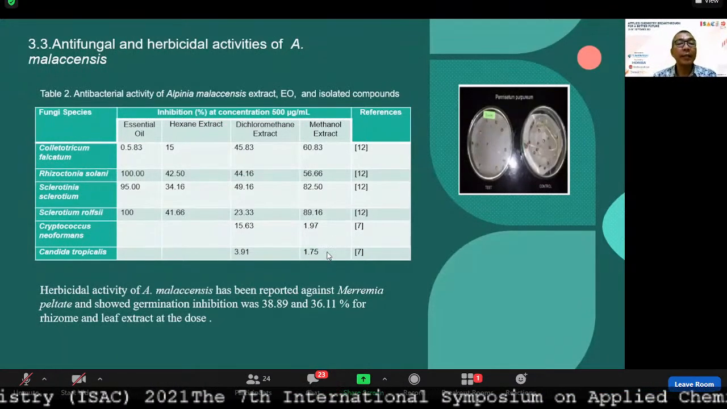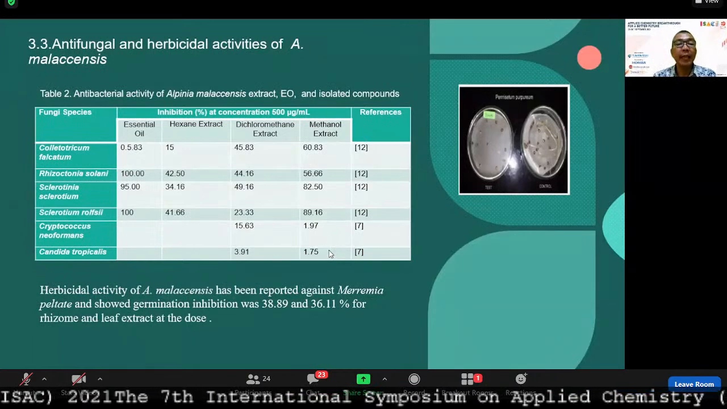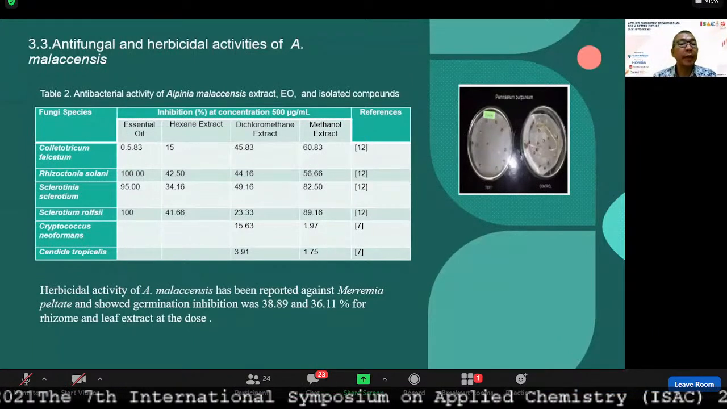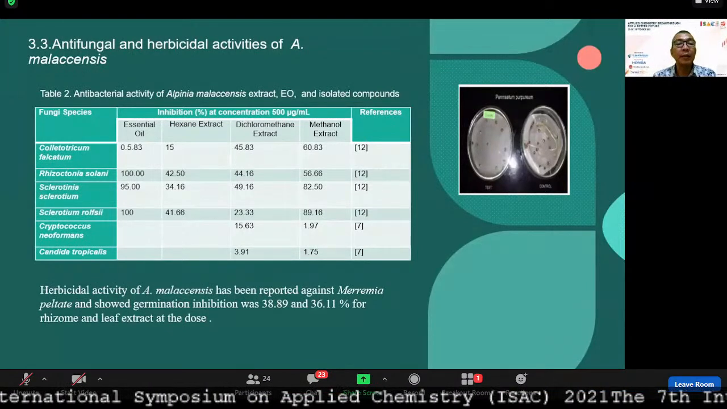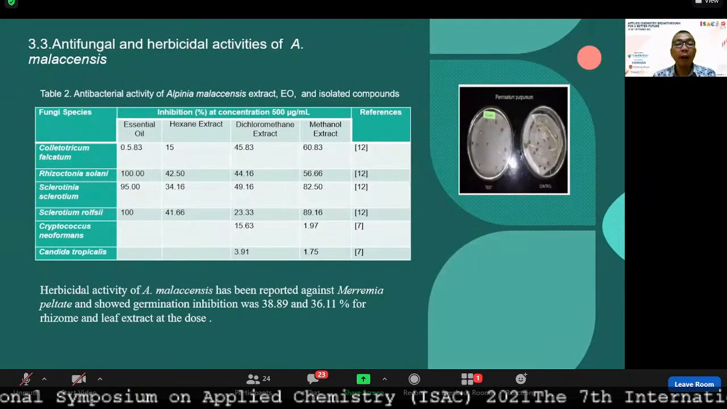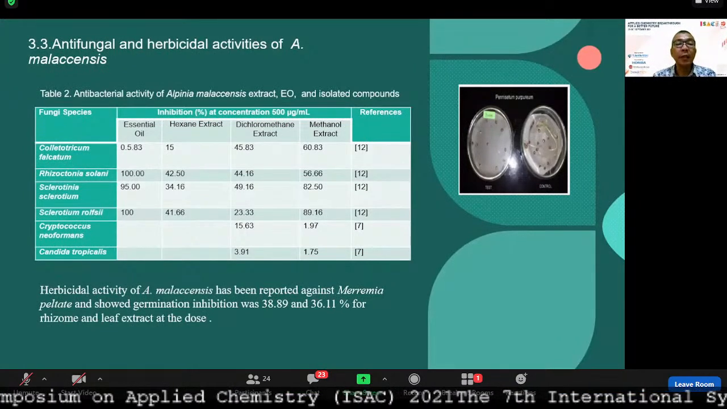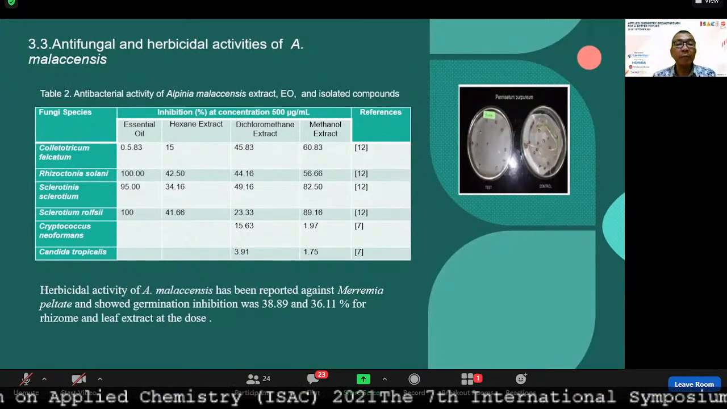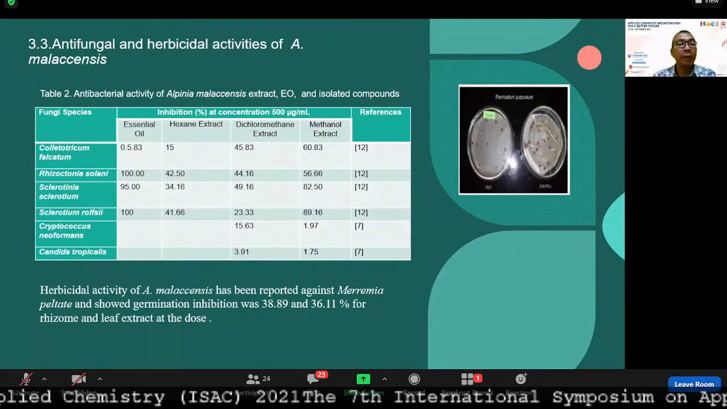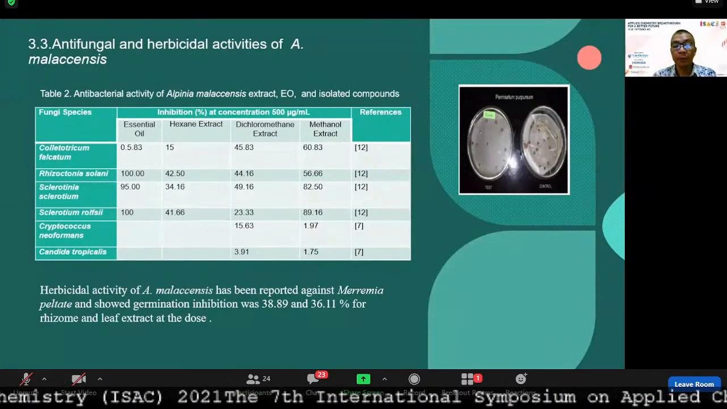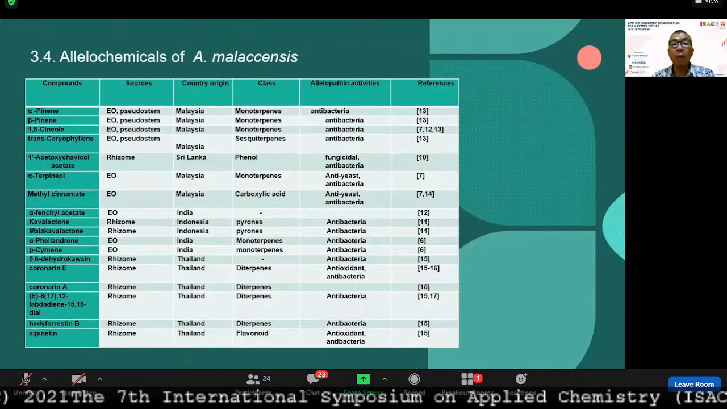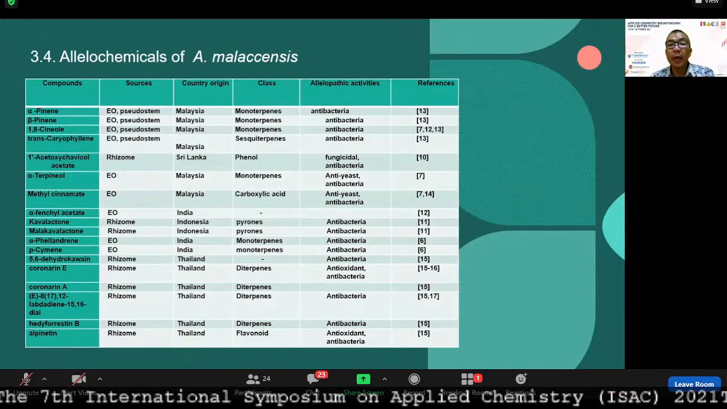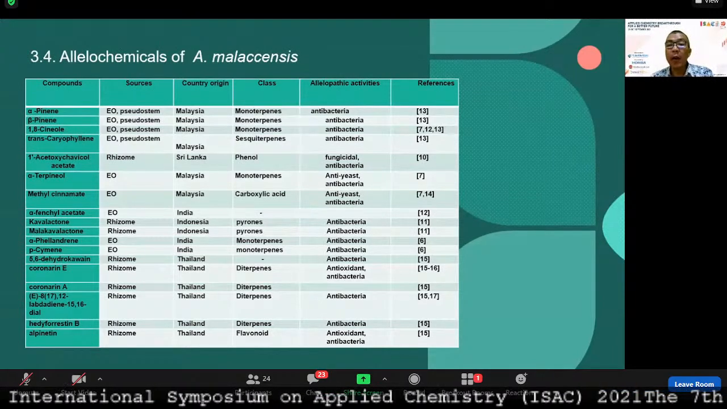Herbicidal activity of A. malaccensis has been reported against Merremia peltata, and seed germination inhibition was 38.89 and 36.11% for rhizome and leaf extract at the dose. Allelochemicals of A. malaccensis are listed in Table 4.